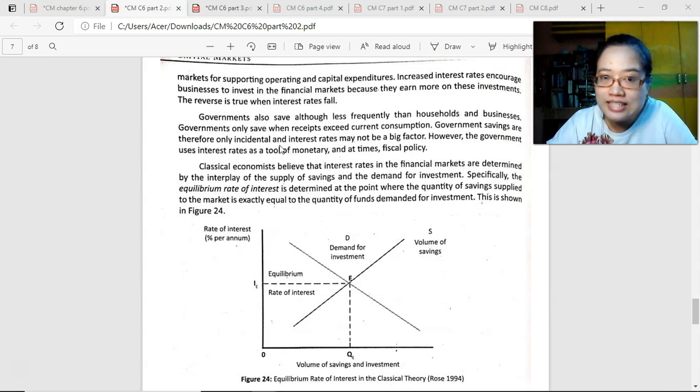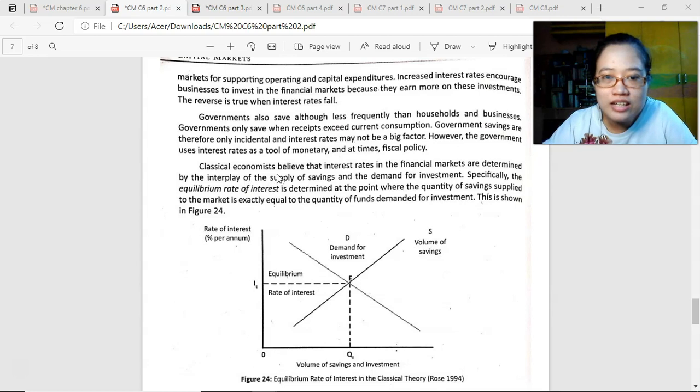Government savings are therefore only incidental and interest rates may not be a big factor. However, the government uses interest rates as a tool of monetary and at times fiscal policy. Okay? So yung government spending normally hindi siya ganun ka-affected ng interest rate unless gagamitin siya as a tool in fiscal policy to control the amount of monetary supply in the market. So, dun lang probably affected yung government spending. Pero, normally, government spending hindi siya affected by the increase or decrease in interest rates. Okay? Unless gagamitin siya in consonance with the monetary policy.